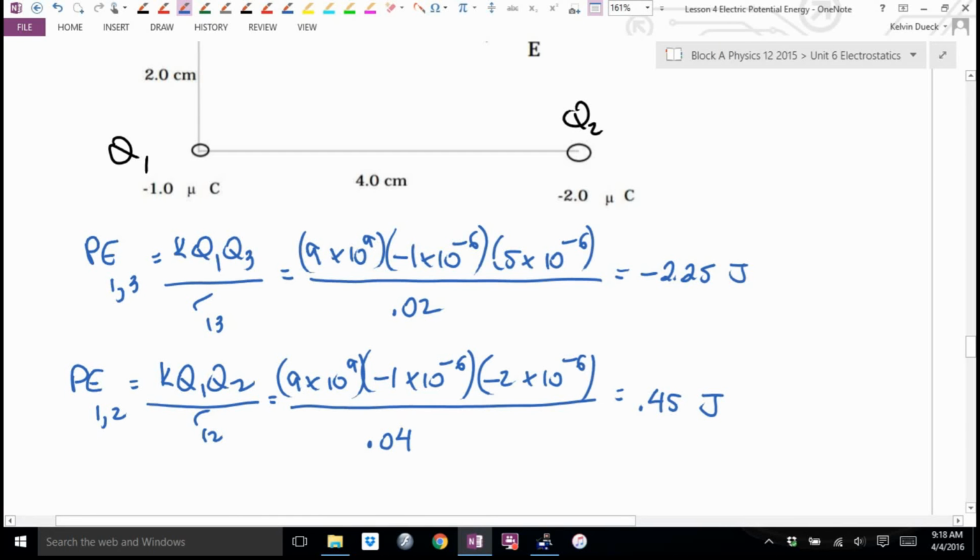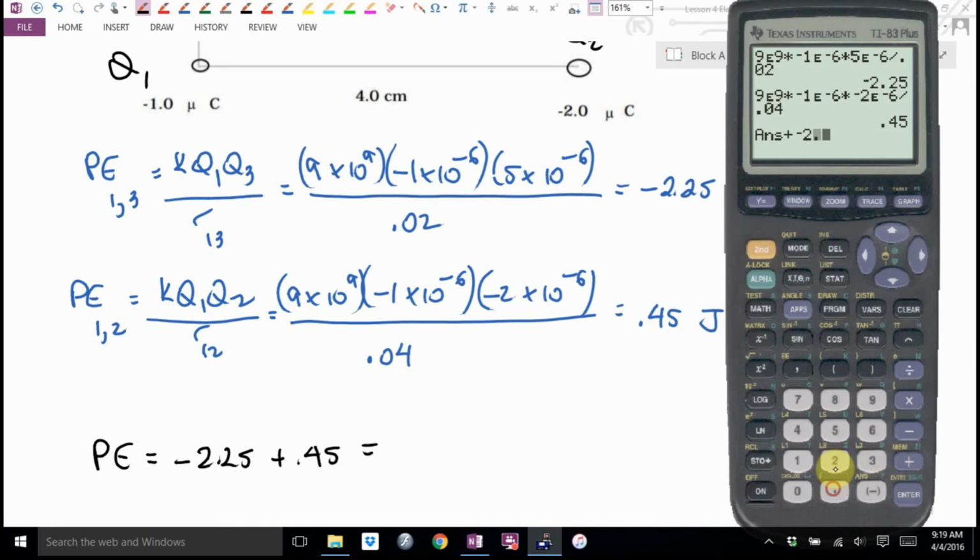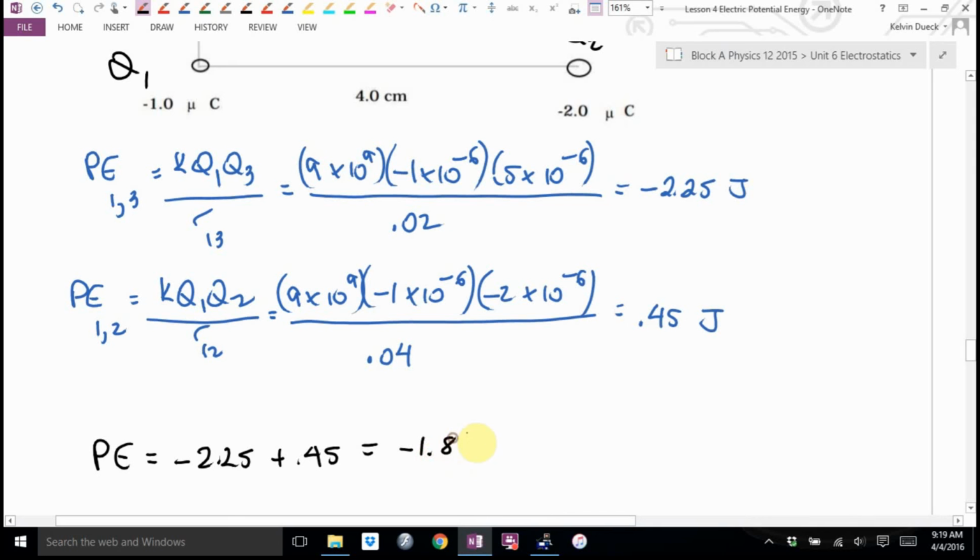Anyone else double check me? Yeah. I can almost do this in my head now. Certainly no trig. Potential energy, it's going to be negative 2.25 plus positive 0.45, negative 1.8. What's the negative 1.8 joules telling me? It's telling me that if I wanted to move that negative 1 charge 1 out to infinity, I would have to add energy. In other words, if I let charge 1 go, it would fall.